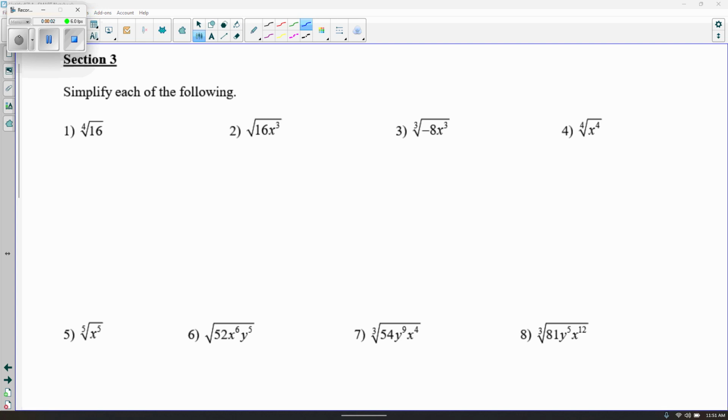So in section 3, this root right here is an indicator of how many of each type you need to pull out. So it's like a fourth root. 16 can break down to 4 times 4, which is 2 times 2 times 2 times 2. So if I'm doing the fourth root, there's one group of 4, so my answer is 2.